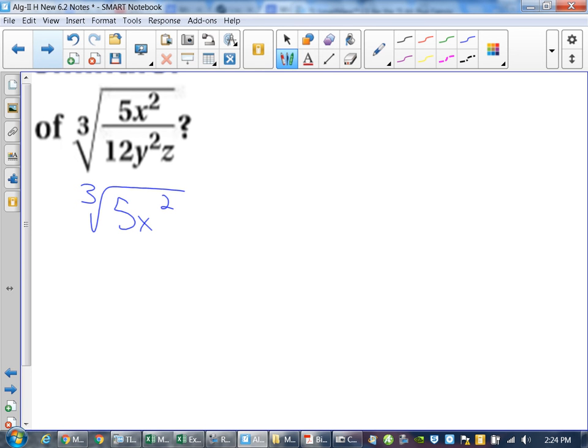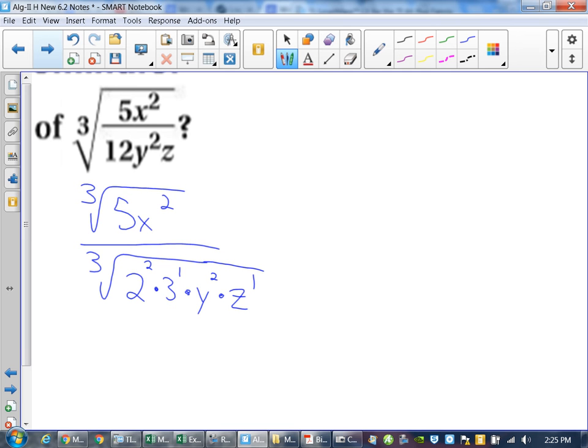Is 5 a prime number? Yes. It's just 5 to the first power. You're okay with that? 12 is what written out as factors of primes? It's 2, 2, and 3, right? So it's 2 squared, 3 to the first. You okay with that? So I'm going to write it out in terms of exponents. 2 squared, 3 to the first, y squared, and z to the first.